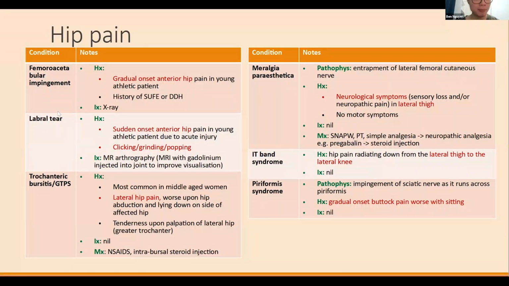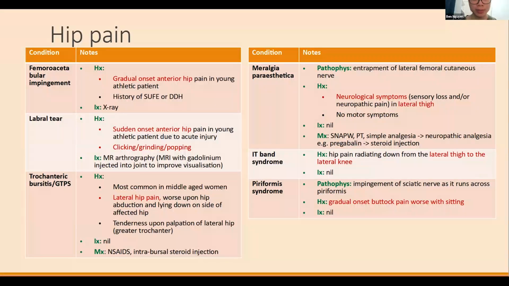So I guess I'll just go through a few things. With the labral tear, there's sudden onset anterior hip pain. If you recall, it's pretty similar to the labral tear in the shoulder, right? You'll get a clicking or grinding sensation after a sudden traumatic activity. The investigation for that is MR arthrography, which is basically just a fancy way of saying MRI contrast. So basically injecting gadolinium, which is a special type of contrast, into the joint, and that helps you visualize it better.